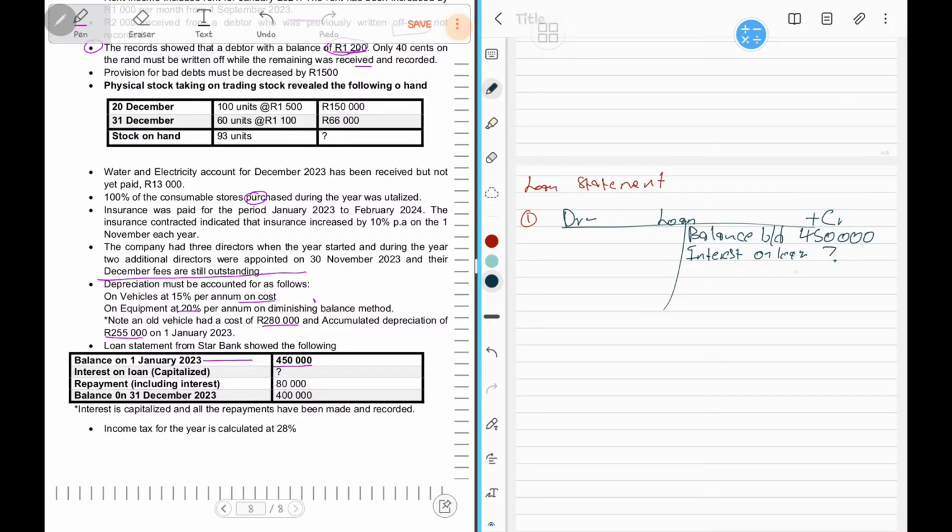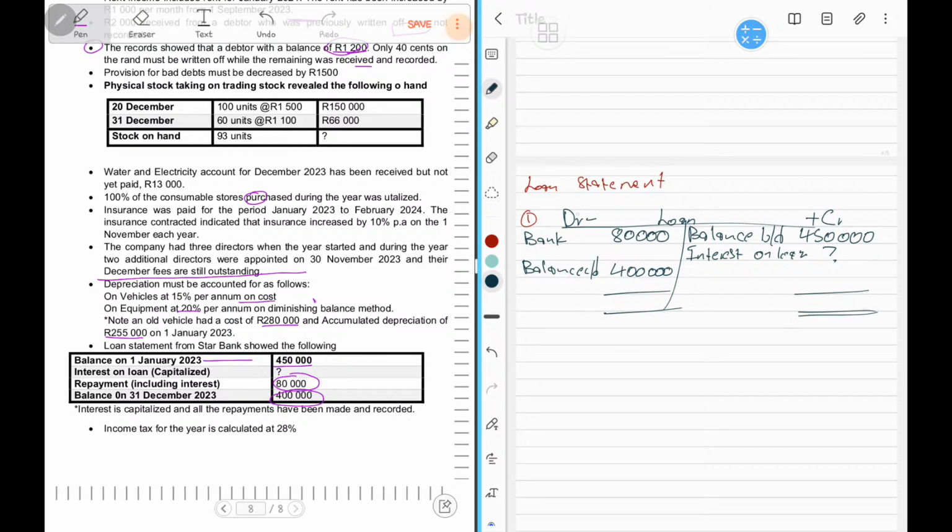So the balance on January, you are going to say balance brought down. Then you'll write 450,000. Then you'd say interest on loan. Then you put a question mark. This will be your balancing figure. Then you come here and say bank. Under bank, it is your repayments. Now your repayments include interest, which is 80,000. Then again you'd come and say balance carried down, which will be the balance at the end of 400,000. Then you'd say 400,000.